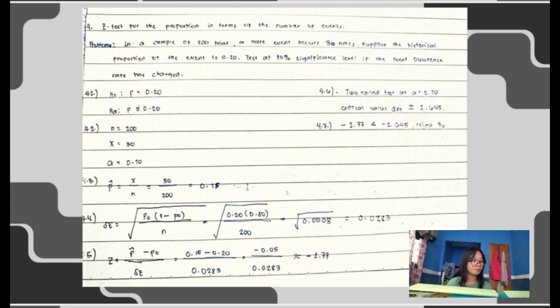So the last step is the decision, which is: negative 1.77 is beyond negative 1.645. So our hypothesis is rejected. There is sufficient evidence that the proportion has changed from 0.20. In the previous problem, we failed to reject the hypothesis. But in this last problem, we actually rejected the hypothesis. So there is evidence that the proportion differs. That's how to calculate the z-test for the proportion in terms of the number of events.